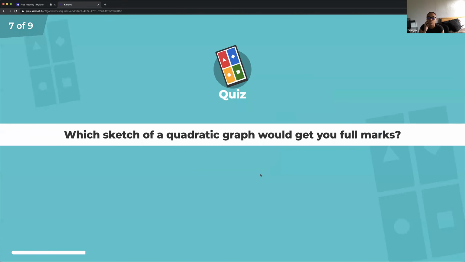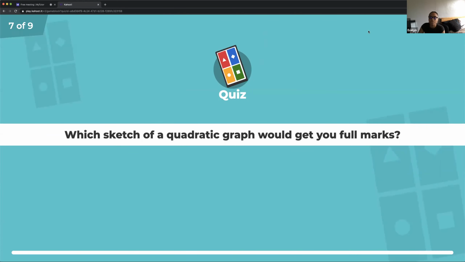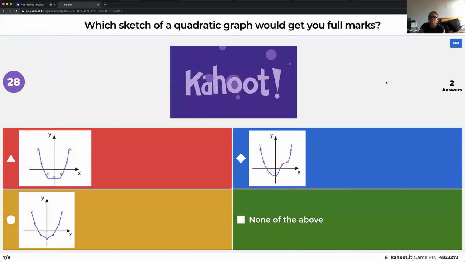Next one, which sketch of the quadratic graph would get you 4 marks? Have a look. Someone said if the curve is located above the x-axis, would this mean it doesn't have any roots? Exactly, because the graph doesn't go through the x-axis. So if it is sort of like floating above the x-axis, it doesn't go through it, that means it doesn't have any roots. Perfect.